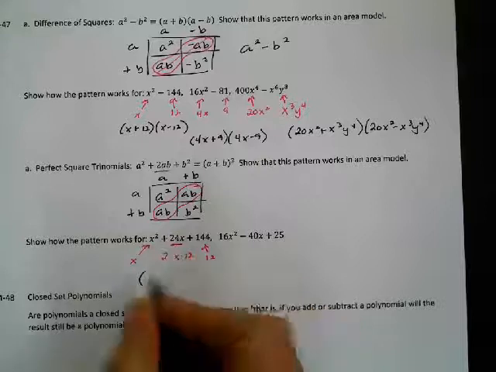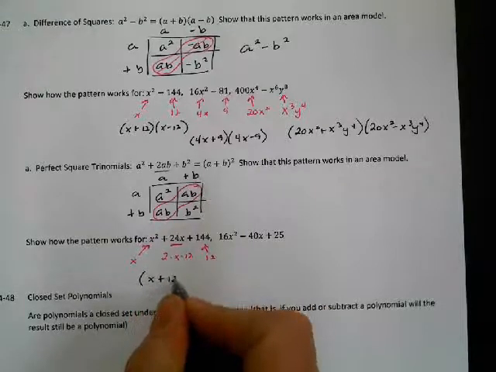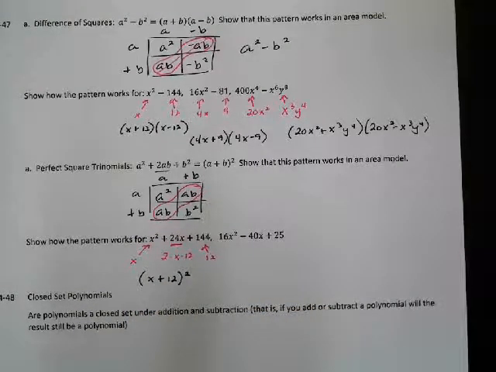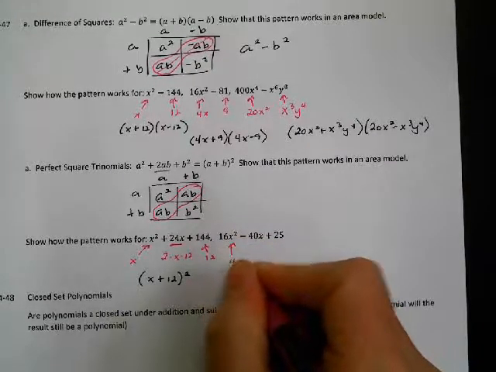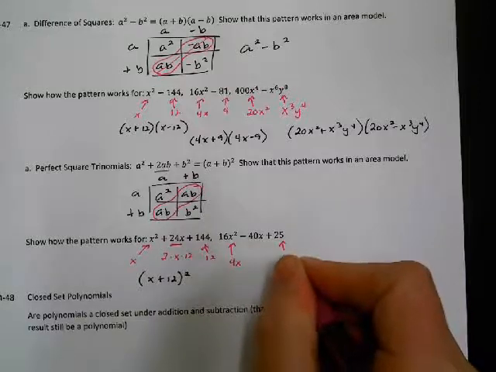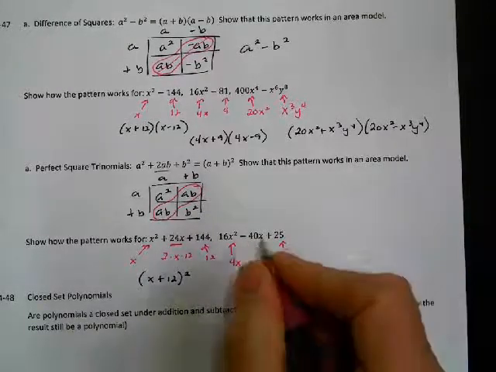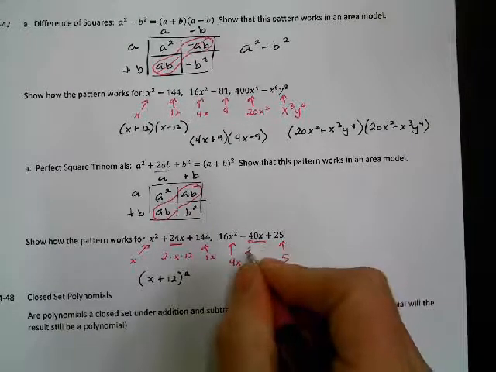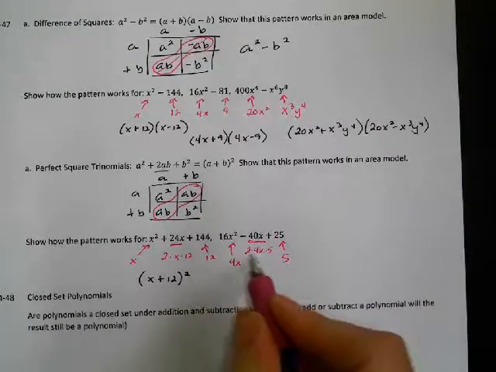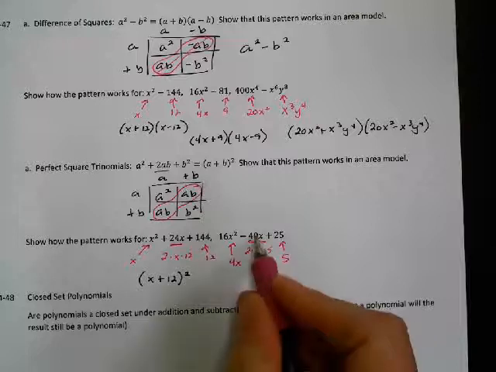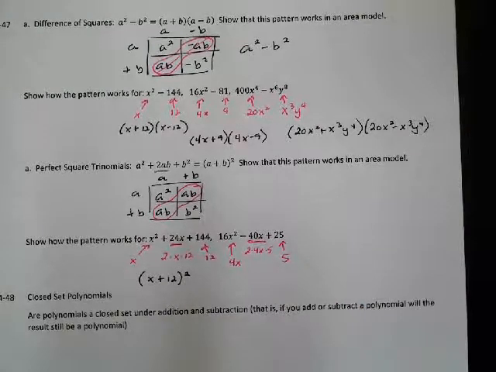Let's look at this last one. This is the perfect square of 4x. This is a perfect square of 5. This middle term is 2 times 4x times 5. 2 times 4x is 8x. 8x times 5 is 40. So it's working. So this one is 4x minus 5 squared.